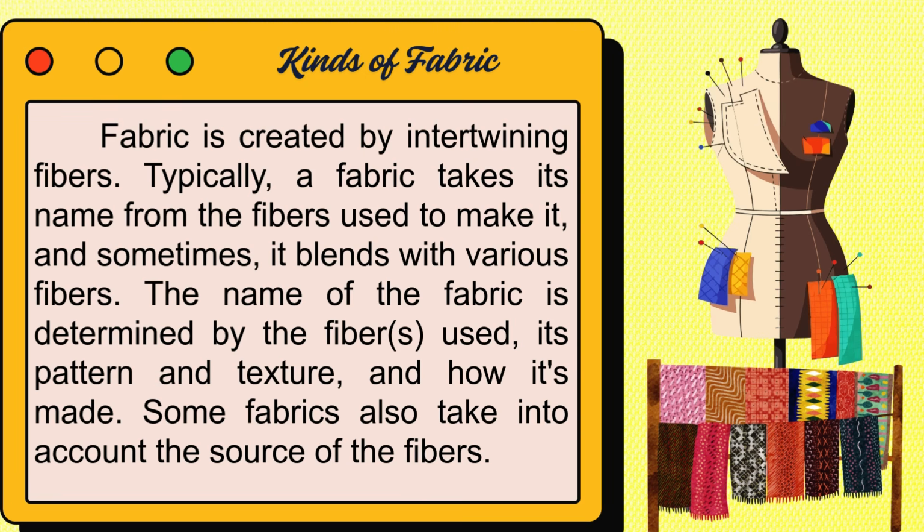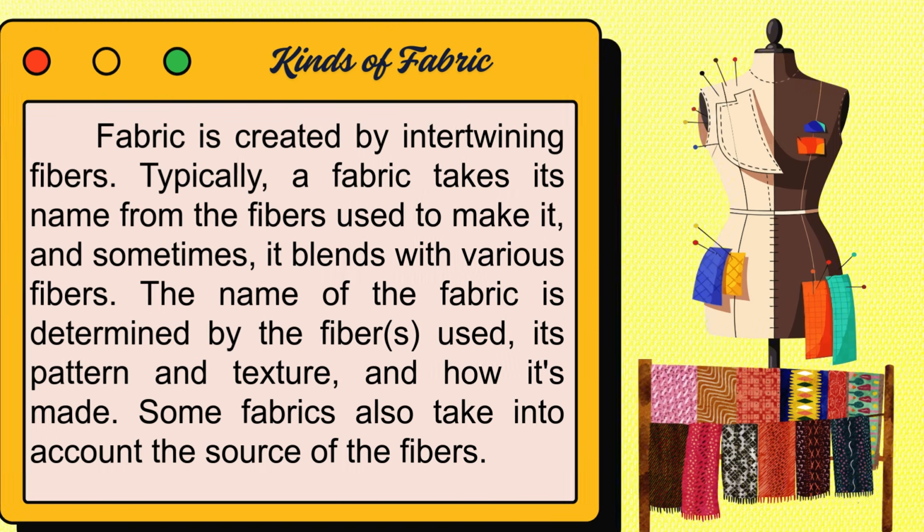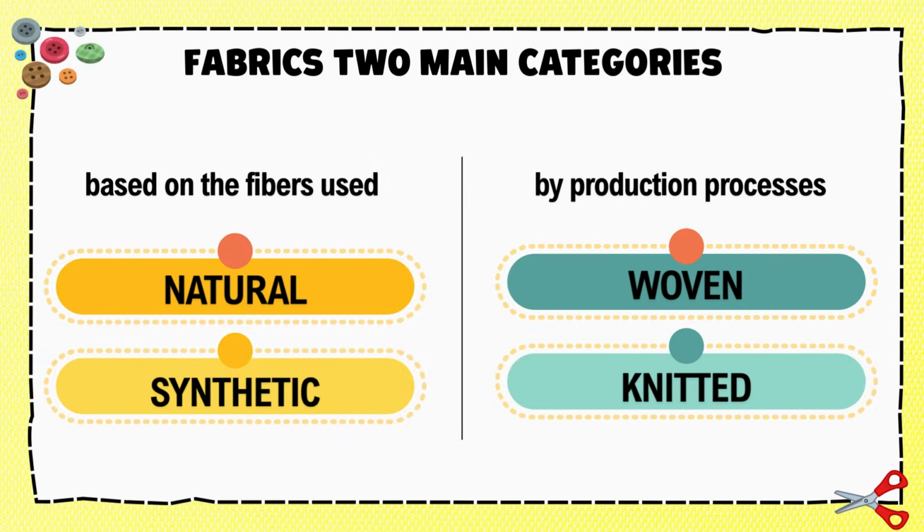Fabrics are named based on what they are made from and how they are created. Different fibers and methods affect how the fabric feels, looks, and performs. Some fabrics feel soft and smooth, while others feel thick or textured. This is why choosing the right fabric is important when making garments. Fabrics are divided into 2 main categories, based on the fibers used: natural and synthetic.